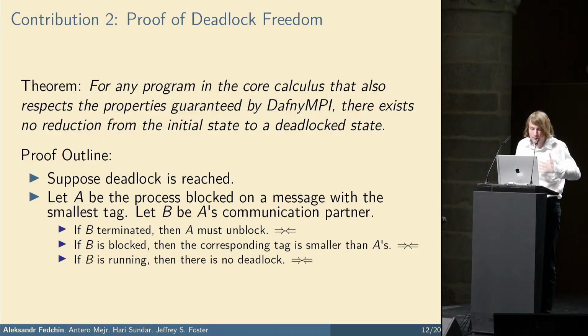Very briefly, the outline of the proof. The idea is that you prove this by contradiction. You suppose that deadlock is reached, then you pick the process that is blocked on the message with the smallest tag. It, of course, has a communication partner for that message. It's either sending that message to some other process or receiving from some other process. And then you can just look at that other process, the communication partner, and you see that whatever its state, whether it has terminated, is blocked, or is running, you actually get a contradiction. So a deadlock cannot happen.